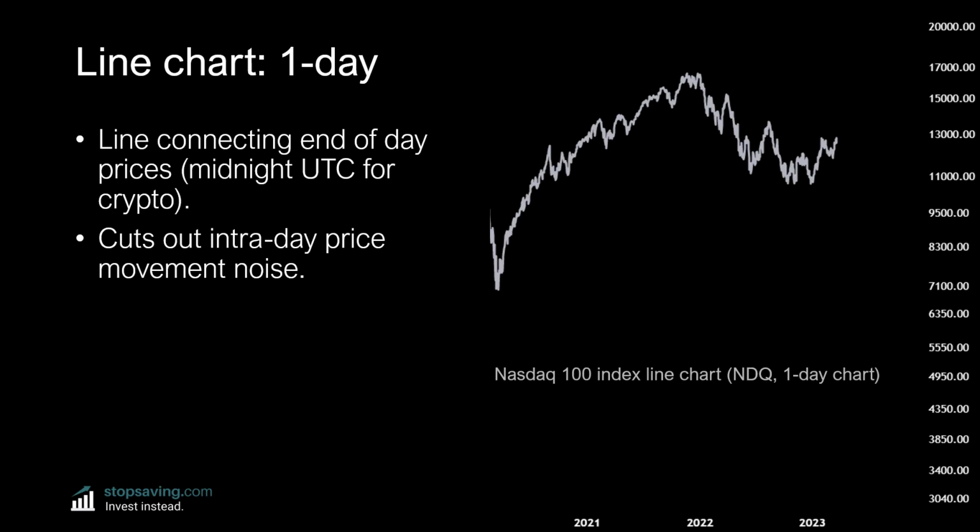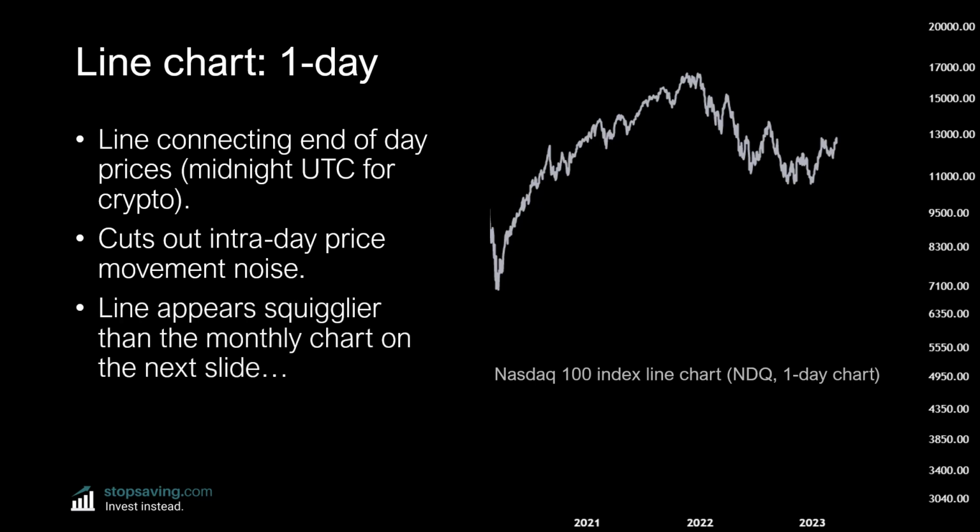Of course, you can have a line chart for any trading time frame. That can be hours, days, weeks, or even months. You'll notice that for this Nasdaq chart the line appears to be quite squiggly. That's because it's connecting prices every trading day. If it were a monthly line chart, for example, the line would be a lot smoother, and we can see this on the next slide.